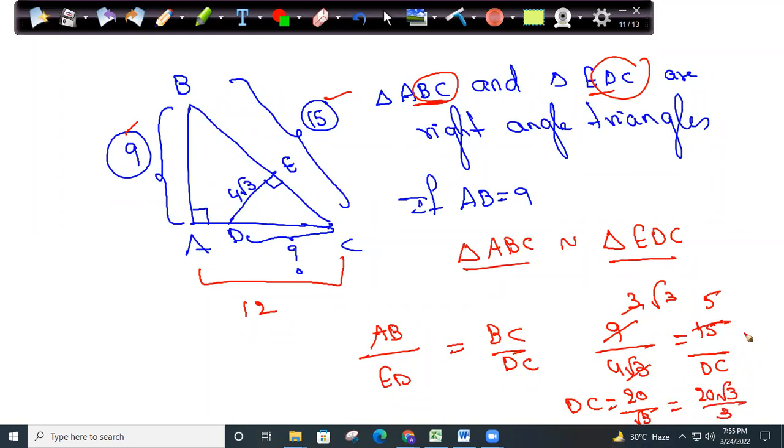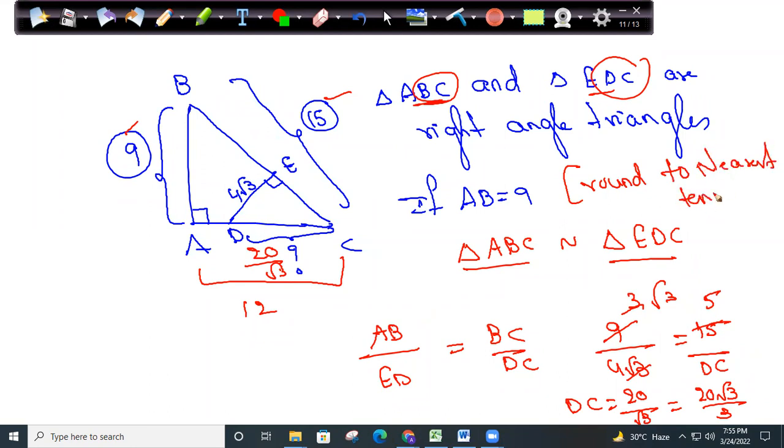Multiply the denominator with root 3 and the numerator with root 3. You get 20 root 3 by 3. That should be the value of DC, or 20 by root 3. You can use your calculator. Sometimes they ask you to round off to the nearest 10th. Round your answer to the nearest 10th.